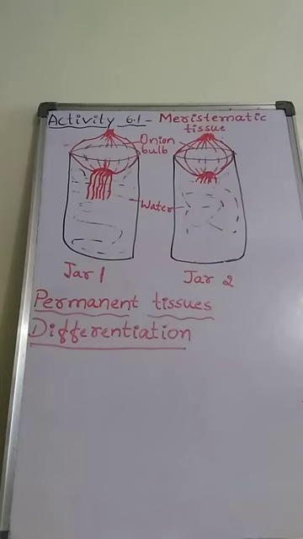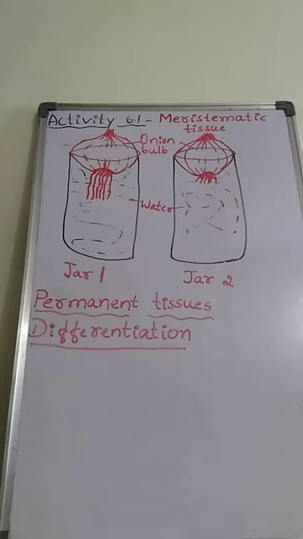Earlier, the meristematic tissues are actively dividing. Slowly those meristematic cells take up a particular shape or a particular role and they lose the ability to divide. When meristematic cells lose the ability to divide and take a particular shape, size and function, then they are called permanent tissues.